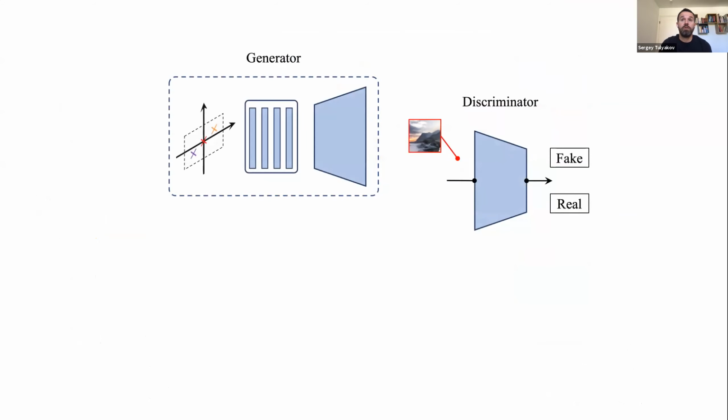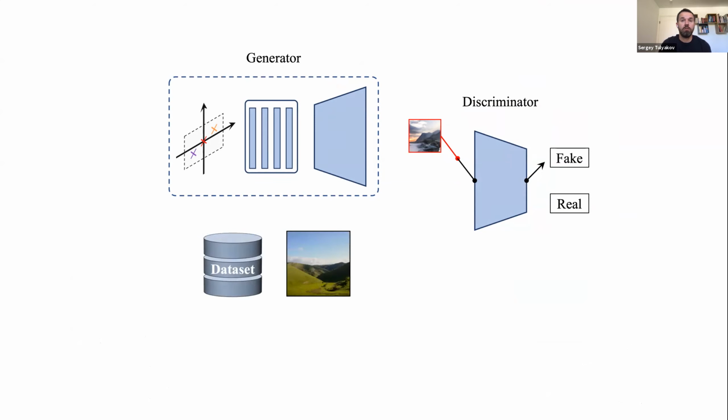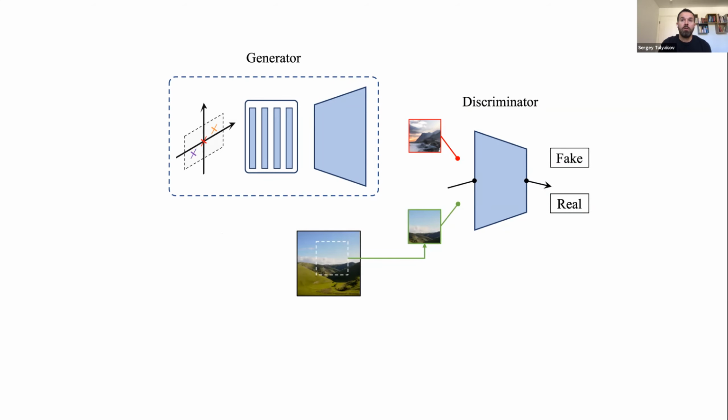Okay, so the discriminator is trained using generated patches and also real patches. And additionally, we want the discriminator to be able to tell what the vertical location of the patch is. So we have this auxiliary loss that tells us what the vertical location of the patch is.